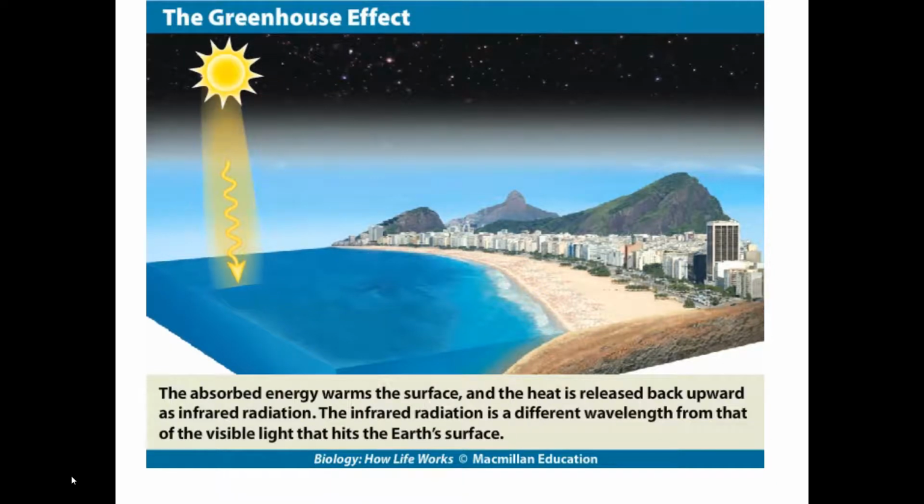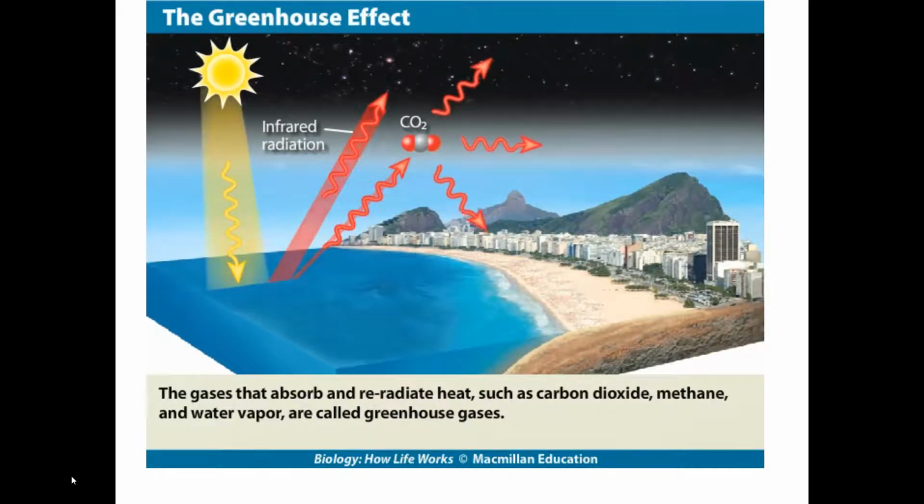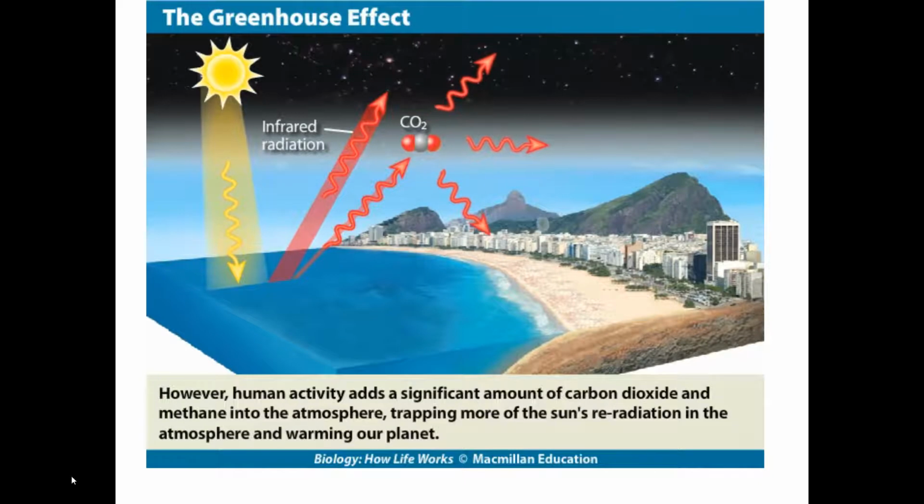The absorbed energy warms the surface, and the heat is released back upward as infrared radiation. The infrared radiation is a different wavelength from that of the visible light that hits the Earth's surface. Some of the heat energy goes straight back to space, but some of it is intercepted by molecules such as carbon dioxide and re-radiated in all directions, effectively keeping some of the heat within the atmosphere. The gases that absorb and re-radiate heat, such as carbon dioxide, methane, and water vapor, are called greenhouse gases. Without greenhouse gases, the sun's radiation would be insufficient to keep Earth's surface temperature above freezing. However, human activity adds a significant amount of carbon dioxide and methane into the atmosphere, trapping more of the sun's re-radiation in the atmosphere and warming our planet.